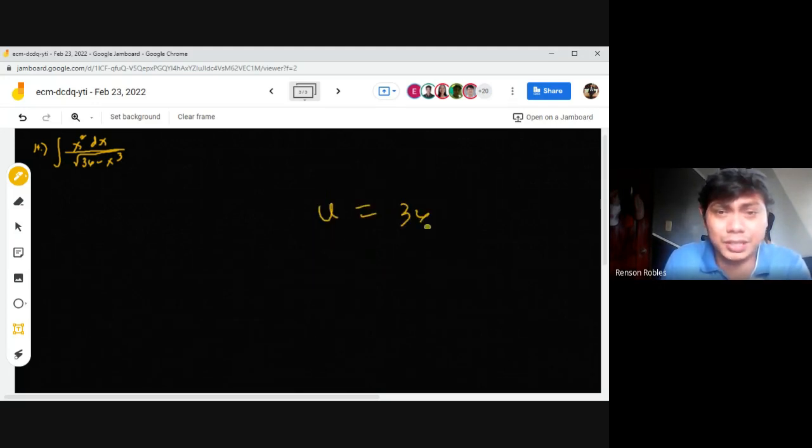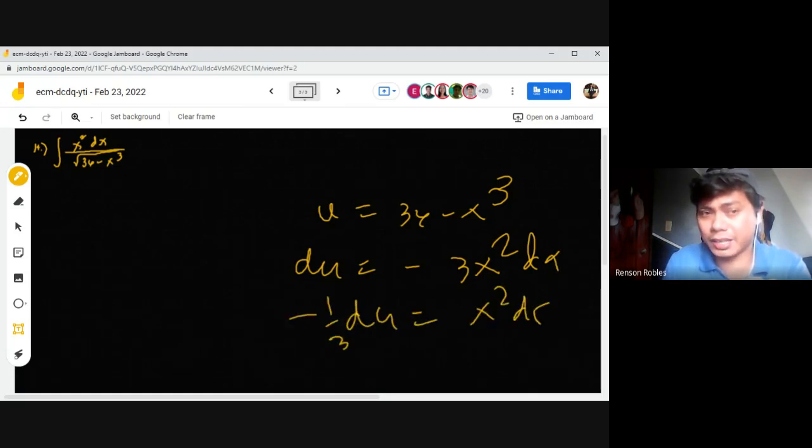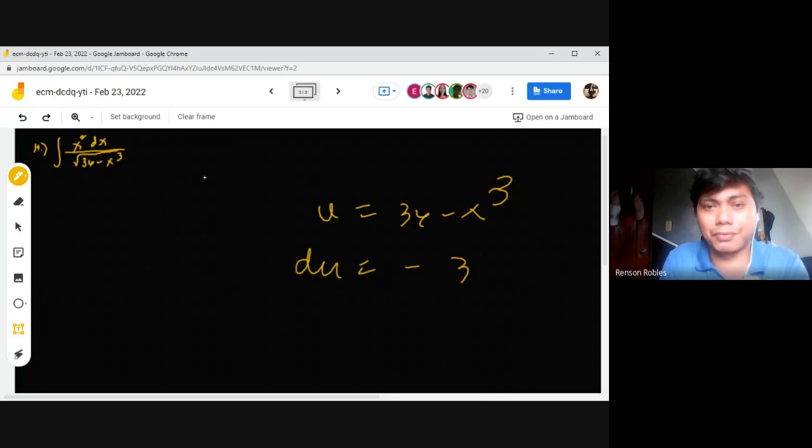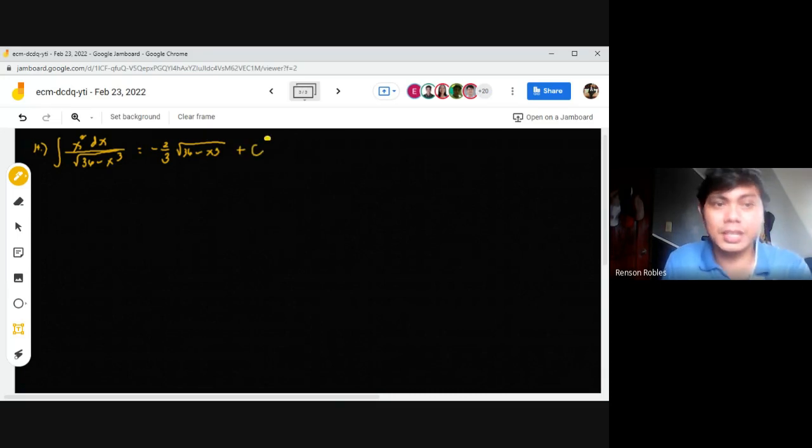Because when you let u be equal to 36 minus x cubed, and then du is negative 3x squared dx. So negative 1/3 du is x squared dx. And you see that x squared dx, so negative 1/3 du over square root of u. So when you integrate that, so you have u raised to 1/2, so this will become negative 2/3 square root of 36 minus x cubed plus c. That's the integral of that.